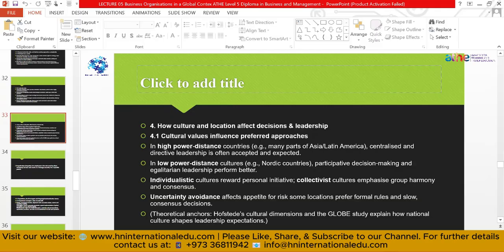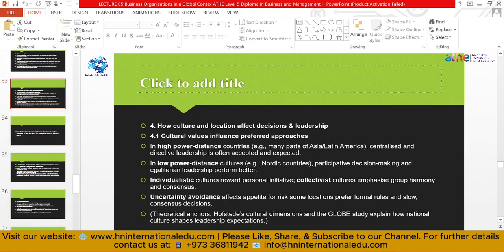what other people are saying, what they want to contribute. We just imposed that there is going to be a lockdown and we need to use all the precautions. It was mandatory for every country to follow. Theoretical anchors, that is Hofstede's culture dimensions and the GLOBE study, explained the last part of the command evaluation description: how national culture shapes leadership expectations.